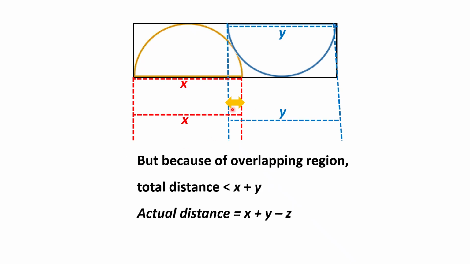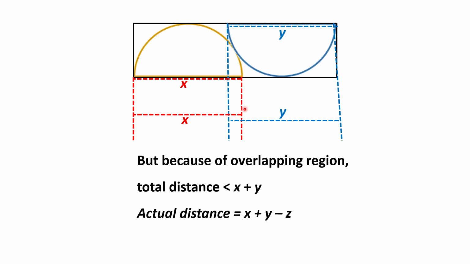Now see this blinking overlapping region. There is an overlapping region, right? The distance between the two red lines is x and the distance between the two blue lines is y, but there is an overlapping region. You can see the blinking arrow. Because of the overlapping region, the total distance is less than x plus y. It is because of this overlapping region. Because of this overlapping region, the total distance is less than x plus y.